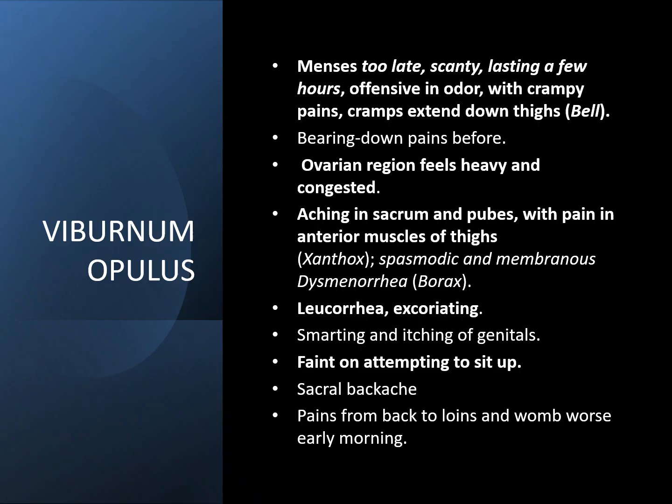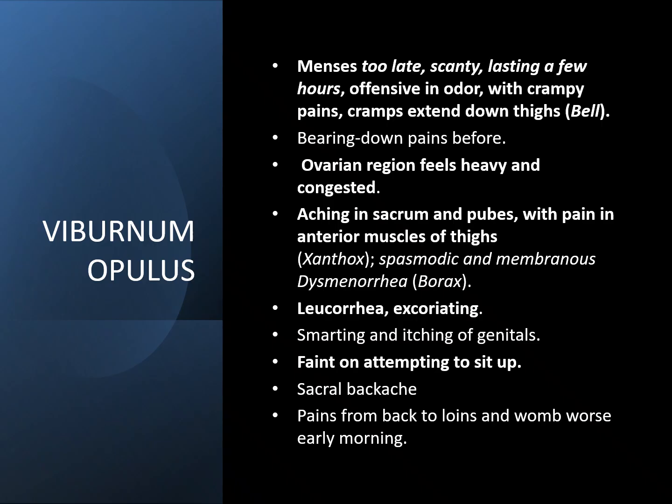Viburnum opulus is used for crampy dysmenorrhea. It may be a membranous or it may be a spasmodic dysmenorrhea. There is a history of too late and scanty menses lasting a few hours only, and the offensive odor is well marked, with crampy pain and cramps extending down to the thighs. With this there is a bearing down sensation and sacral backache, aching in the sacrum and pubes with pain in the anterior muscles of the thighs.